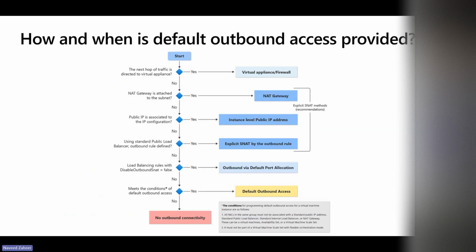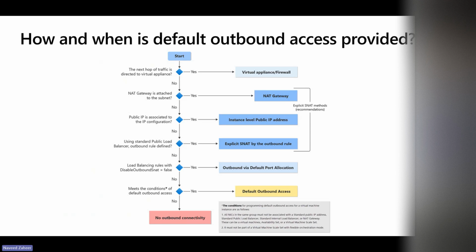And this flowchart, by the way, I have included a link to this article in the resources, so you can take a look if you want to know more detail. But this is a flow chart showing how Azure decides when to give default outbound access and when to use the explicit method.